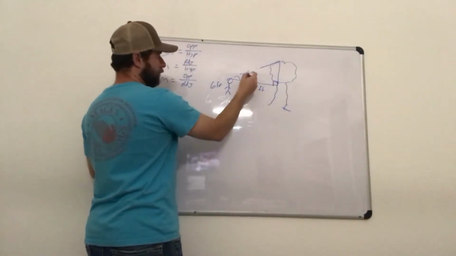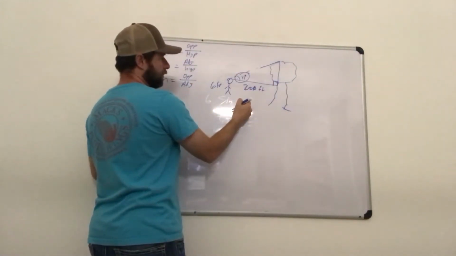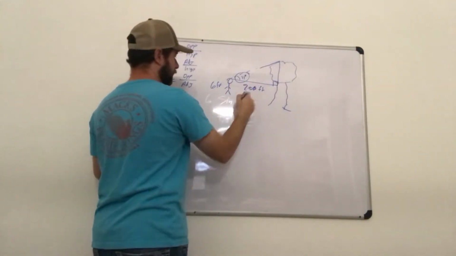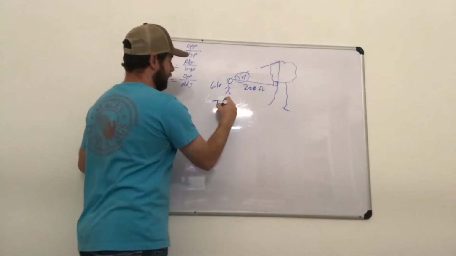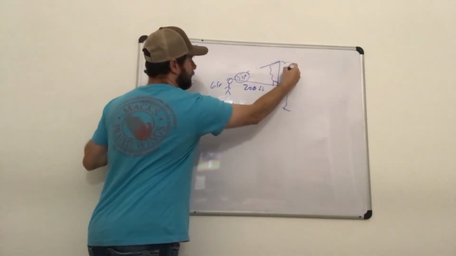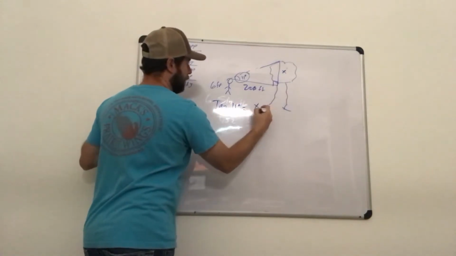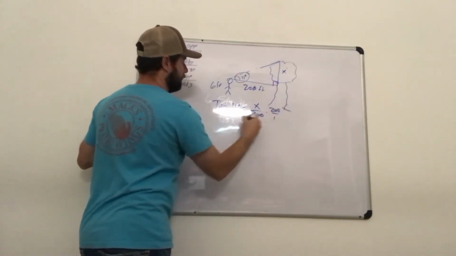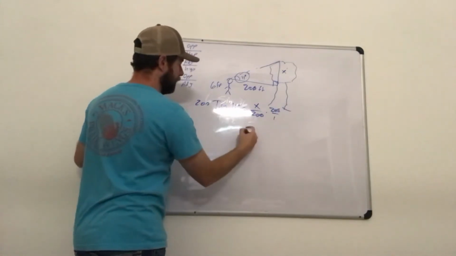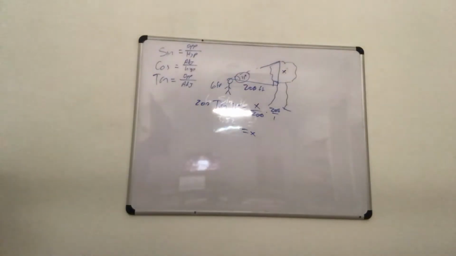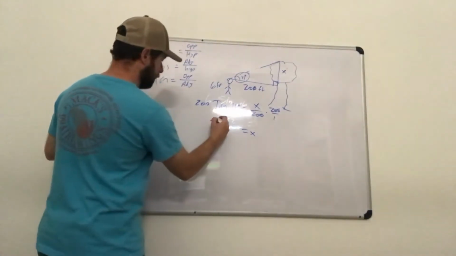And so from 11 degrees, we're going to do opposite and adjacent. So tan of 11 degrees equals opposite x over 200. Multiply both sides times 200, and you get x equals 38.88 feet.